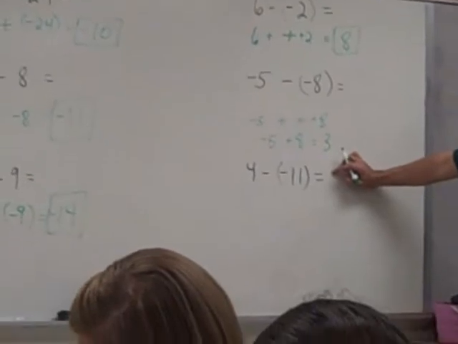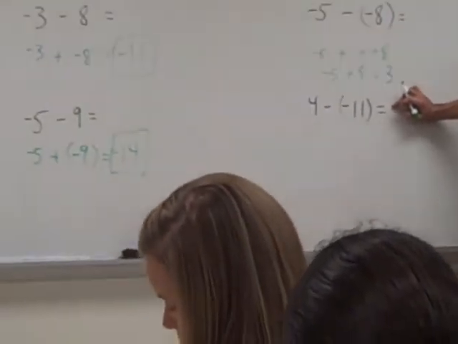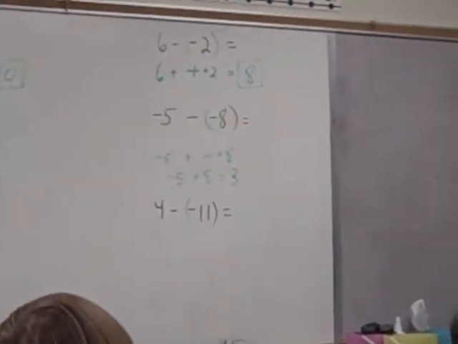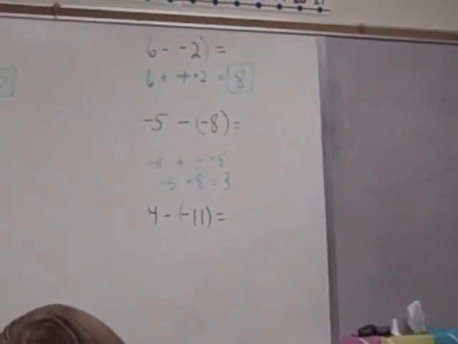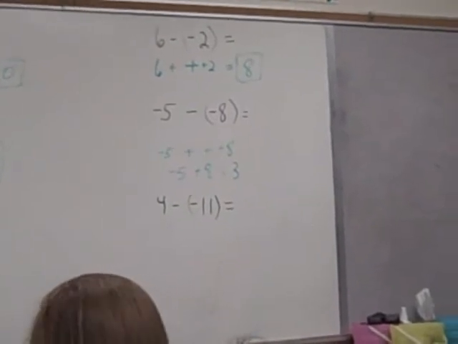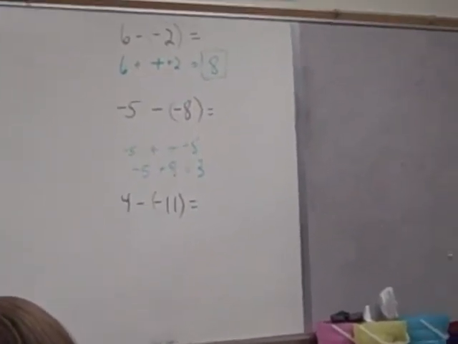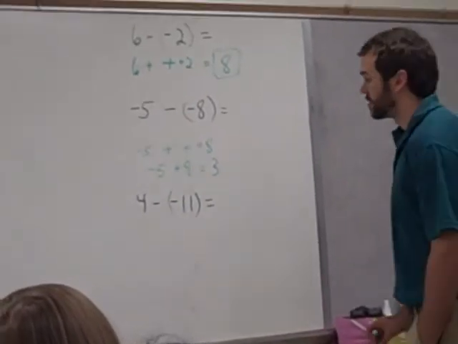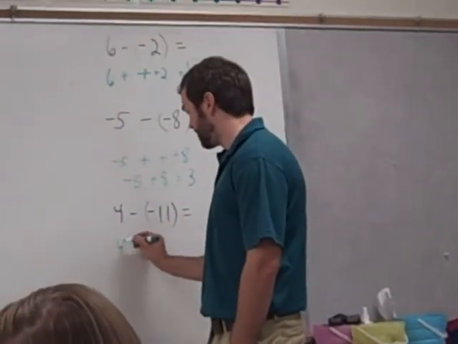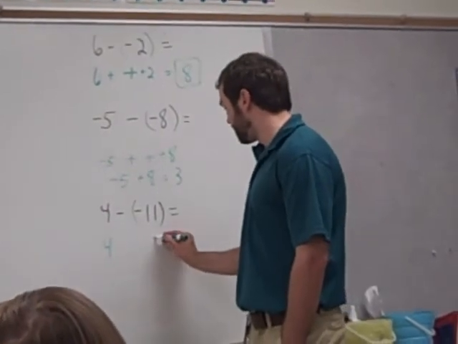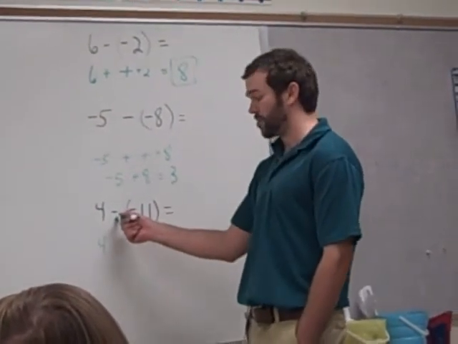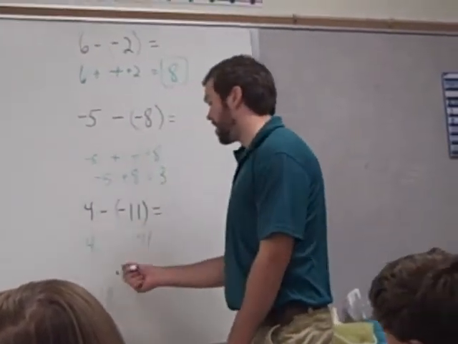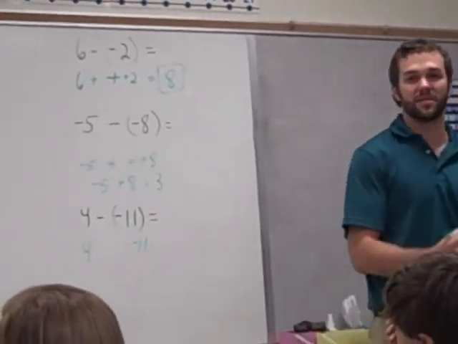Now, 4 minus negative 11. Riley, walk me through it. I can tell you're confused. We're going to walk through it. Everybody watch closely. What's the first step it says over there? Move the subtraction sign over to the second number. Okay, so I have my 4 still the same, and my negative 11 is still the same, but I'm going to move this minus sign right here with it. So now I have a 4 and a minus 11.